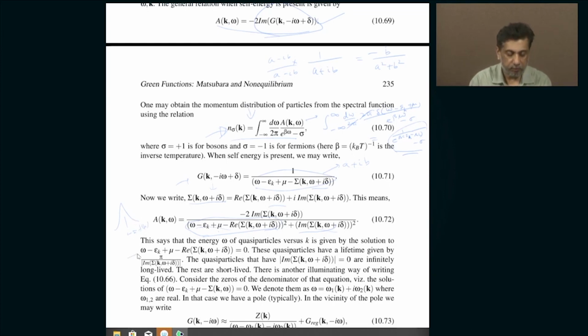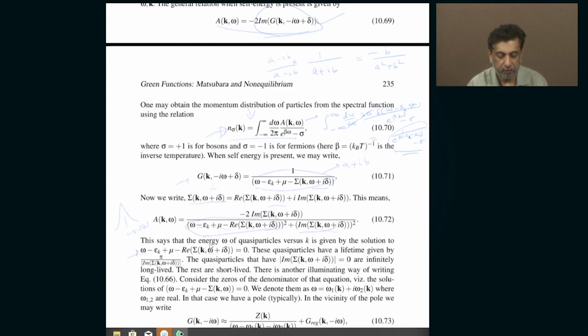So, it involves solving this nonlinear equation, because omega is outside and it is also inside this sigma. Omega is the unknown, so you have to solve for omega. If you solve this, you will get omega versus k. That tells you the dispersion relation of the quasi particle, which may not be as simple as h bar squared k squared by 2m, it can be more complicated.